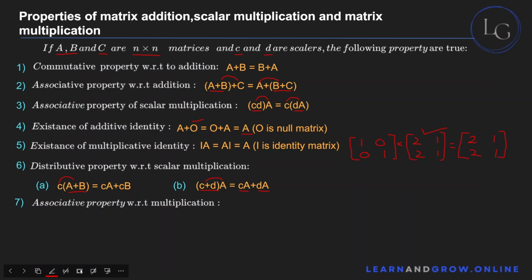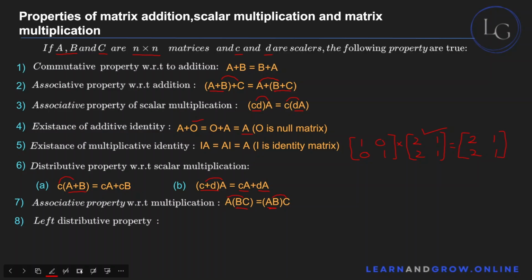Now 7, the associative property with regards to multiplication. First, you will always solve the bracket. So matrix B into matrix C, the resulting matrix multiplied with A will be equal to multiplying matrix A and B and then multiplying the resulting matrix into C. Both of these sides will be equal.